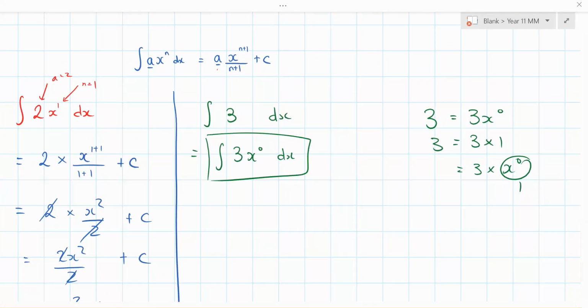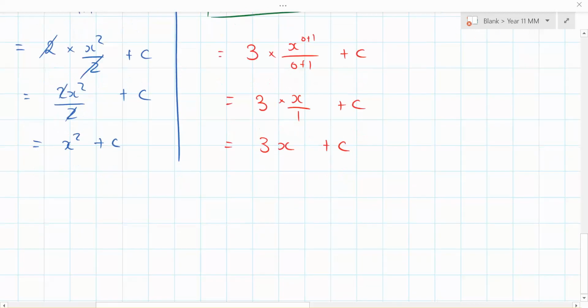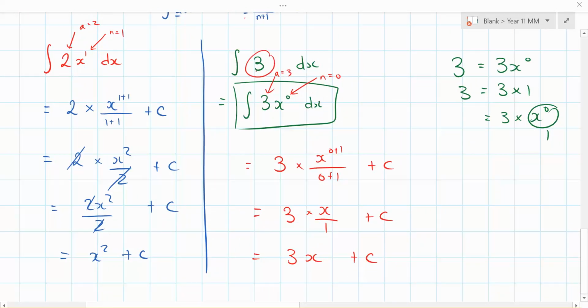So if I write it like this, you can use the rule. You'd be like, oh yeah, well, what's my n value? N is 0. What's my a value? 3. So if you follow the rule, same drill, it's 3 times x to the power of 0 plus 1 over 0 plus 1. Don't forget the plus c. And again, you get now 3 times x to the power of 1 over 1 plus c. So that really just works out to be 3x plus c. Okay, so the integration of 3 becomes 3x.